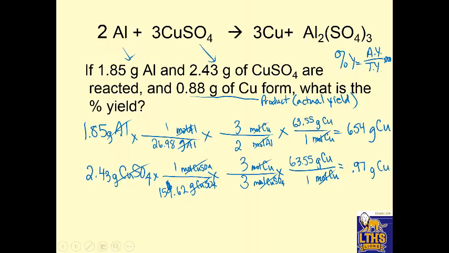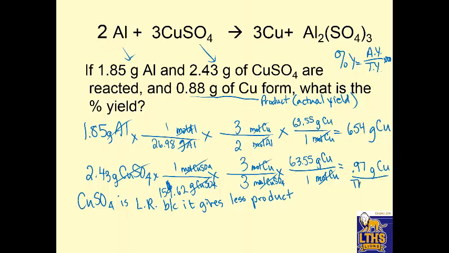So, which reactant is limiting? Copper sulfate is the limiting reactant because it gives less product. It gives less product, meaning it's going to get used up first. And so we'll never make this much copper because we can only make this much before this reactant's gone. So this also is our theoretical yield because it is the one that comes from the limiting reactant.